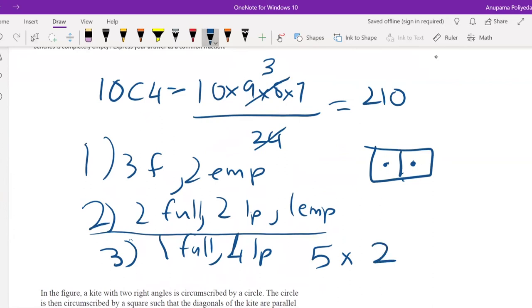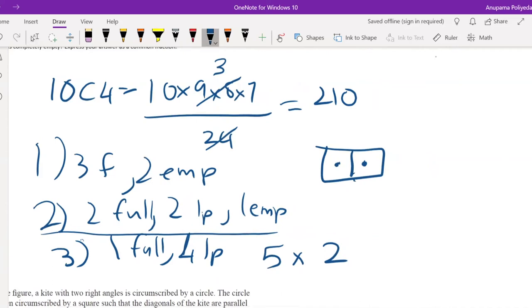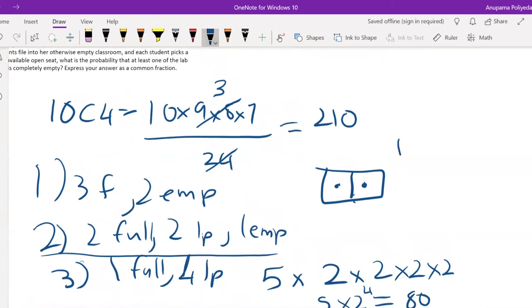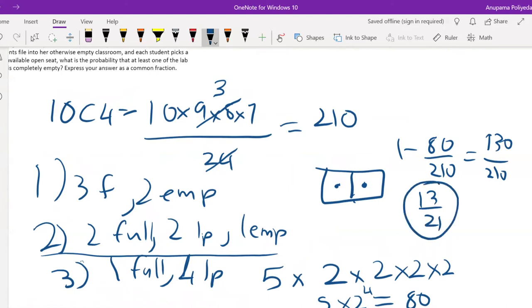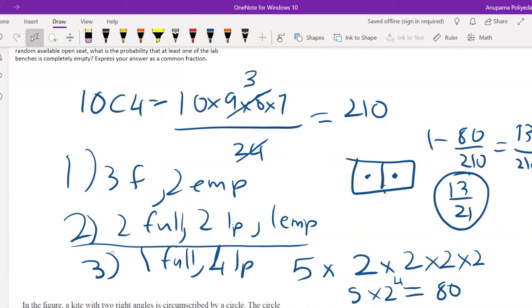And there's 4 benches where that situation occurs. So we would do 5 times 2 for the ways to choose a seat, times 2 again, times 2, times 2. So it's 5 times 2 to the 4th because there's 2 possibilities for each bench that is partially occupied. So it equals 80. And now we do 1 minus 80 over 210, or 130 over 210, which is 13 over 21. Complementary counting is a very useful tool if you have things that are inefficient to do combinations for, because oftentimes what you don't want is easier to find than what you do want.